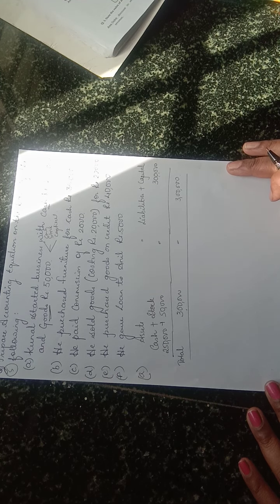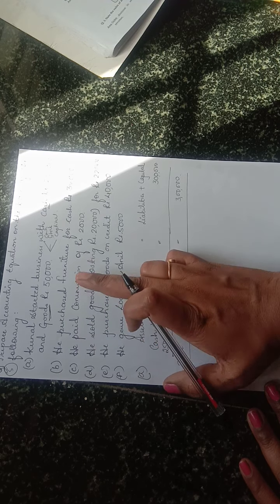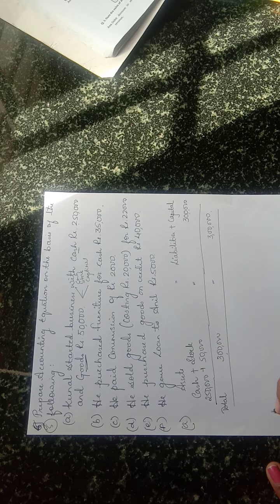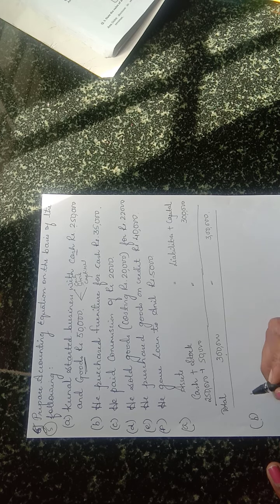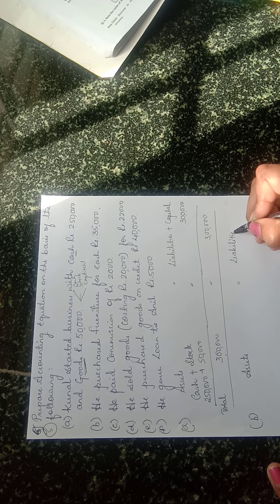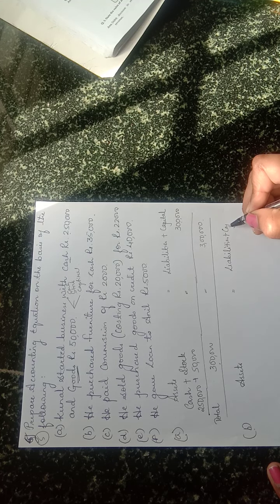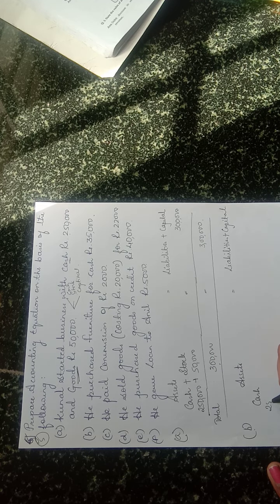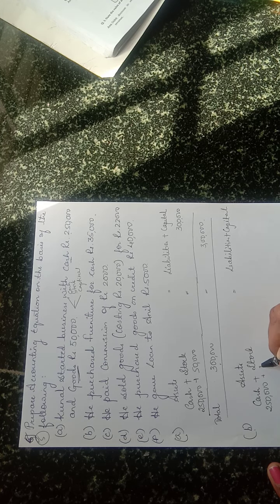Yes. We'll take the second one. He purchased furniture for cash rupees 35,000. So B. I'll write the equation. Assets is equal to liabilities plus capital. First, whatever is there, you write. Cash we have 2,50,000. Then we have stock of rupees 50,000. Then capital we have 3 lakhs.